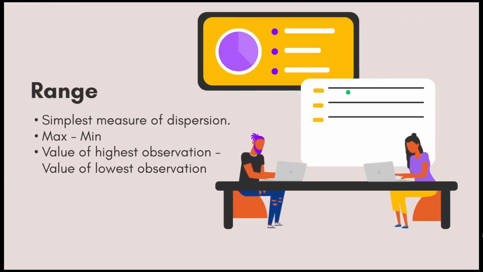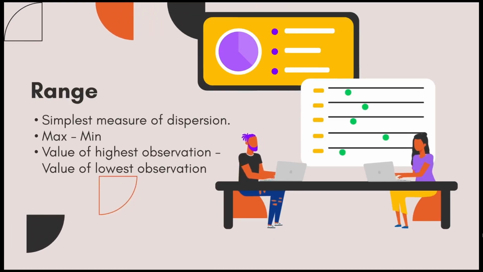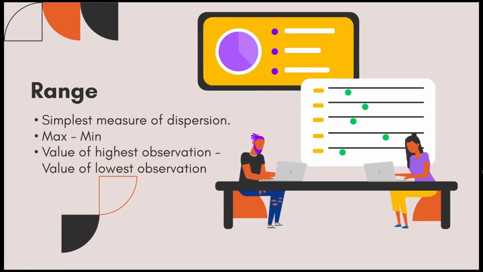Hi everyone, I am Wei Jie. Now I will continue to explain about the range. It is the simplest measure of variability or dispersion of how spread out points are. The calculation for range can be done by subtracting the minimum value from the maximum value. In other words, it is the difference between the value of the highest and the lowest observations.